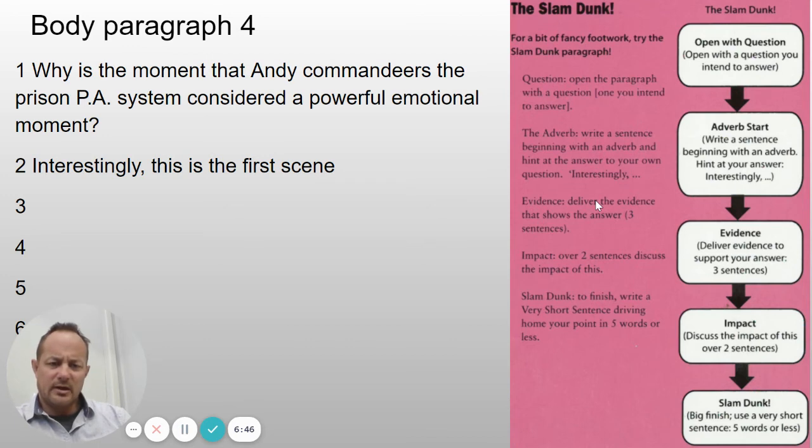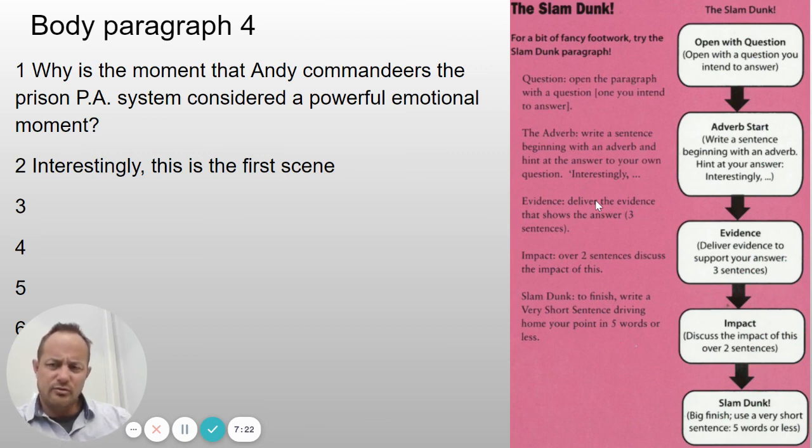The impact, okay, we could discuss how this foreshadows Andy's later rebellion as he leaves the prison and is able to indict Warden Norton and Captain Hadley and so forth for the corruption inside the prison. And we finish this off with a very short sentence driving home our point in 5 words or less. Something to do with Andy there, depending on what examples you have used.